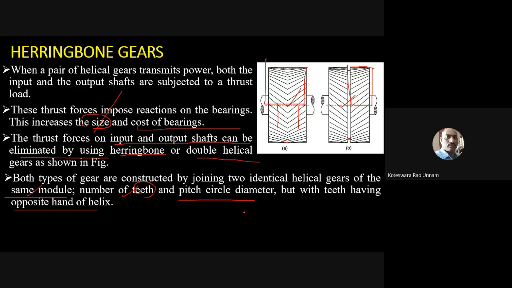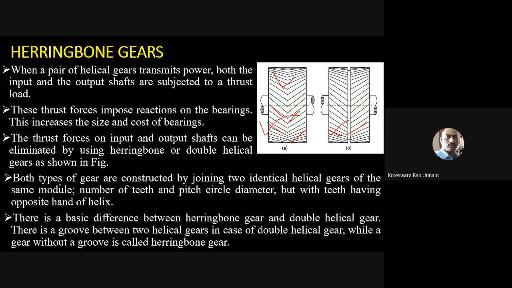Okay, so they should have the same module, same number of teeth as well as pitch circle diameter, but the end of helix should be opposite. You can see that here each gear, say this one, here it is opposite. For each gear it is opposite. End of helix should be opposite. So here also you can see that. So by this you can construct either herringbone gears or double helical gears.